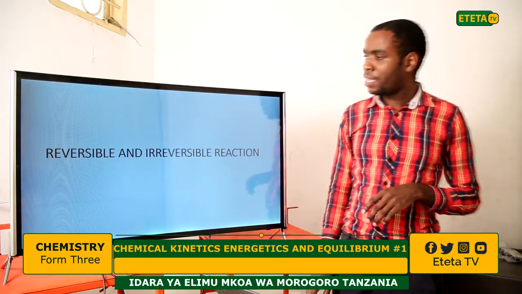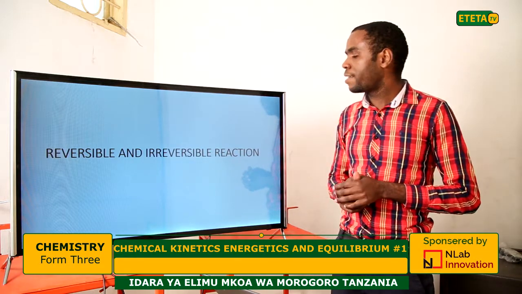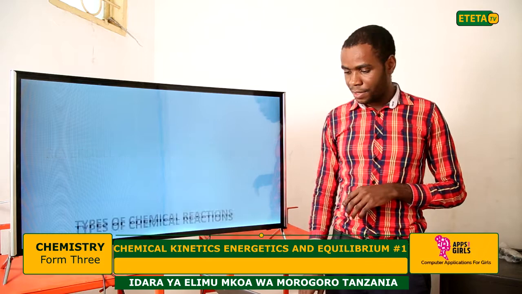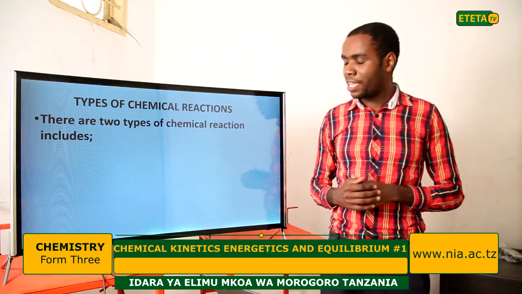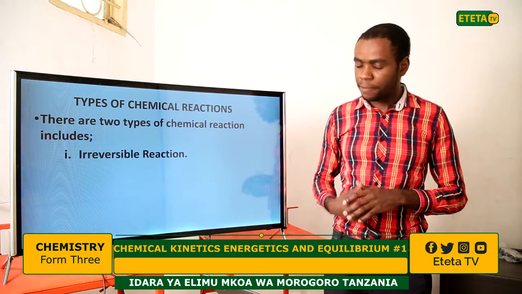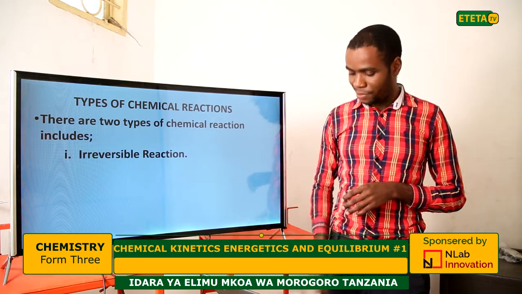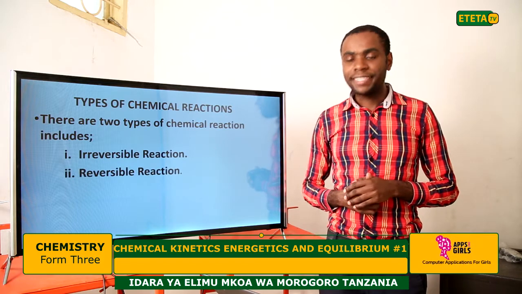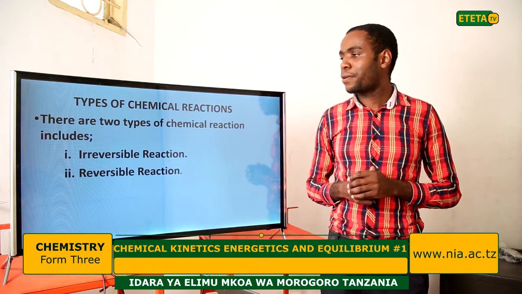Now, let us discuss reversible and irreversible reactions. Now, types of chemical reaction. There are 2 types of chemical reactions, including the following. The first one is irreversible reaction, and the second one is reversible reaction. So these are the types of chemical reactions.